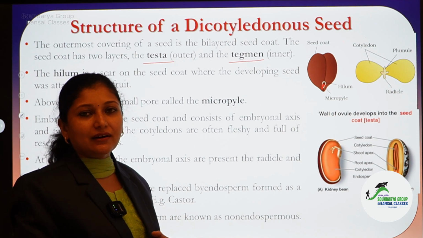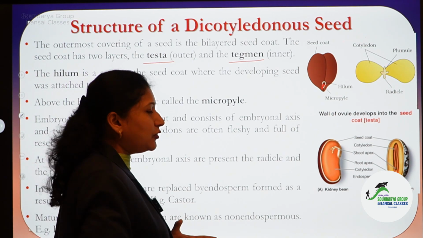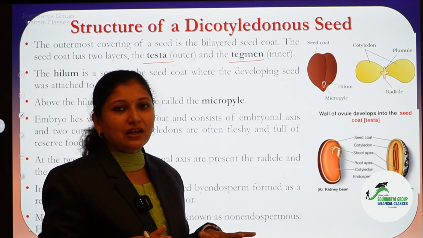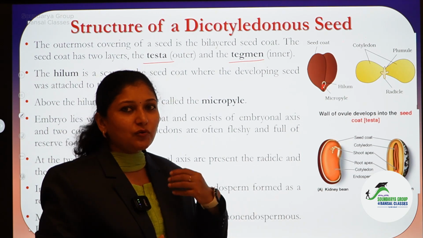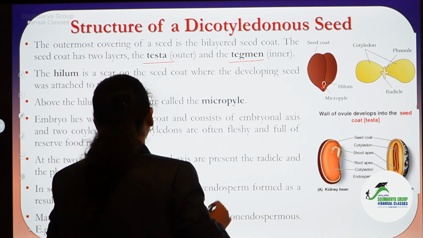Water soaking is required for germination. If you want to make chole, you soak chana in the night. So from where does the water enter into it? From the micropylar region.